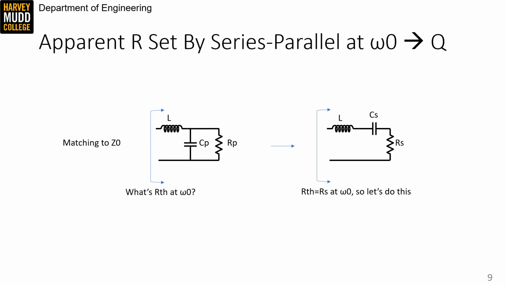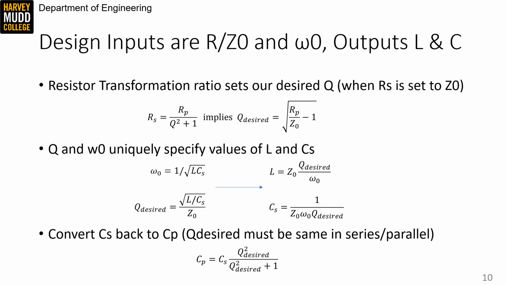However, it's easy to convert CP and RP, which is our load in this example, into their series equivalents RS and CS. And then we have a nice series RLC network that we know how to analyze. We'll go through the design process, which just leans on the parallel to series transform equations from top to bottom.